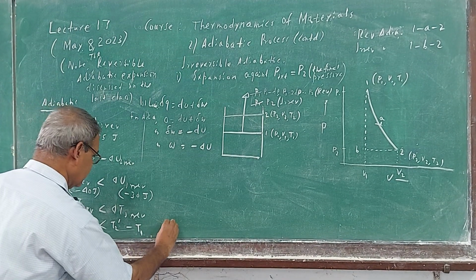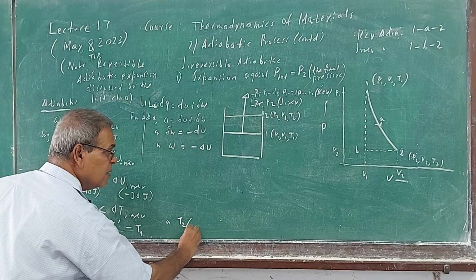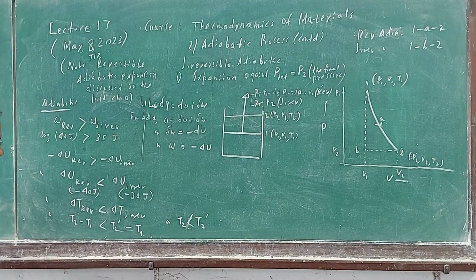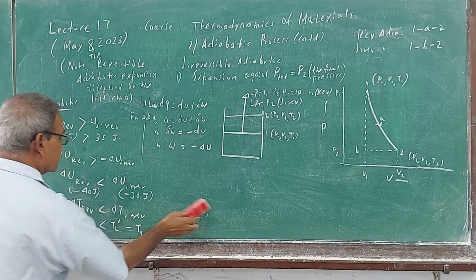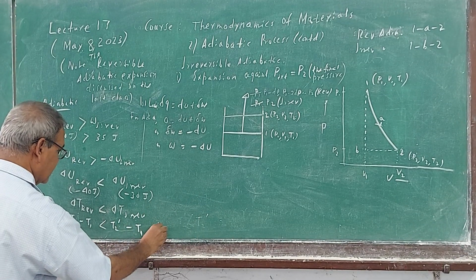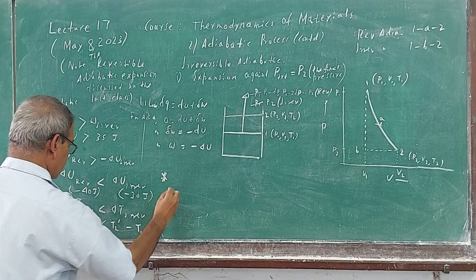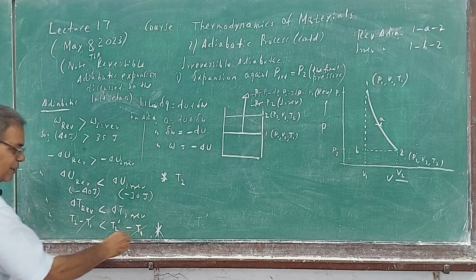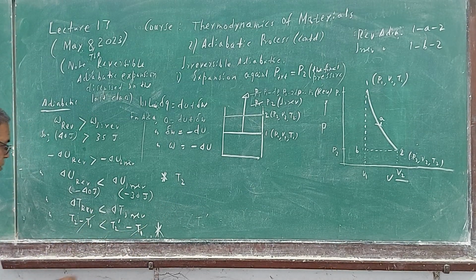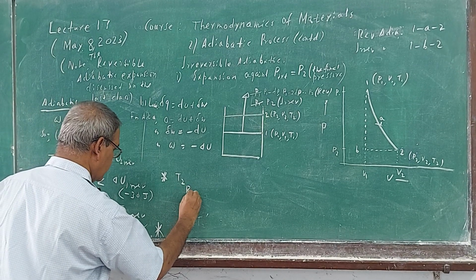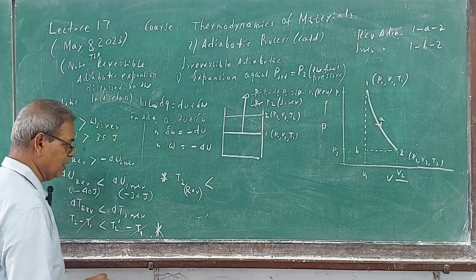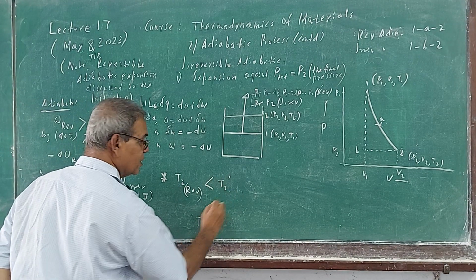Or what you get from this? Or T2 is, what is this? Oh, right here. Here, you get star, right here, star. So, T2, you do one thing, minus T1 cancel. Or T2 reversible is less, T2, that is for reversible final state, is less than T2 prime, which I have given.